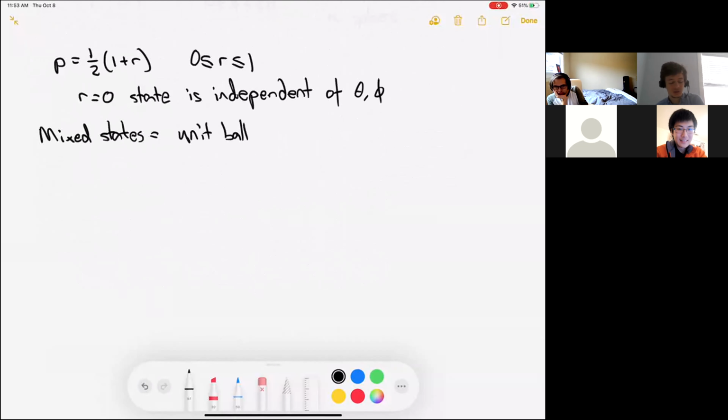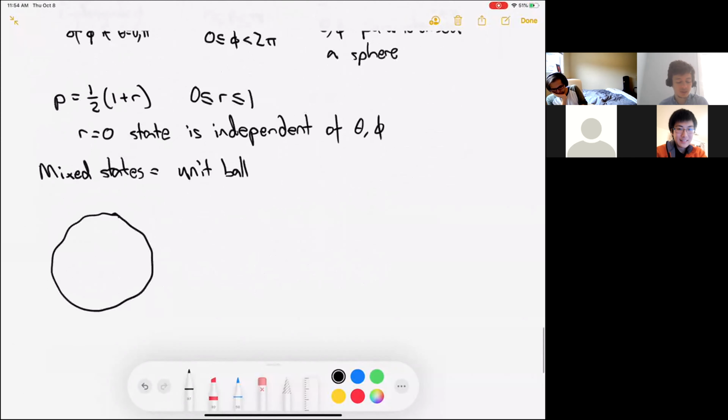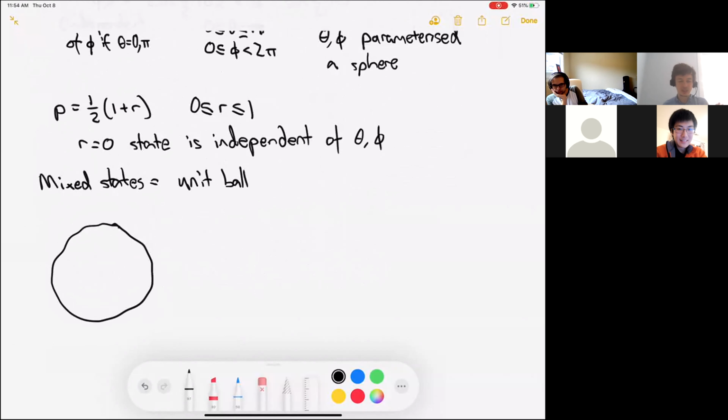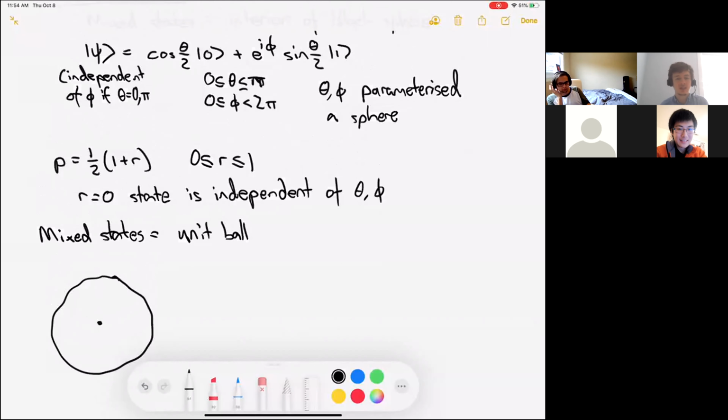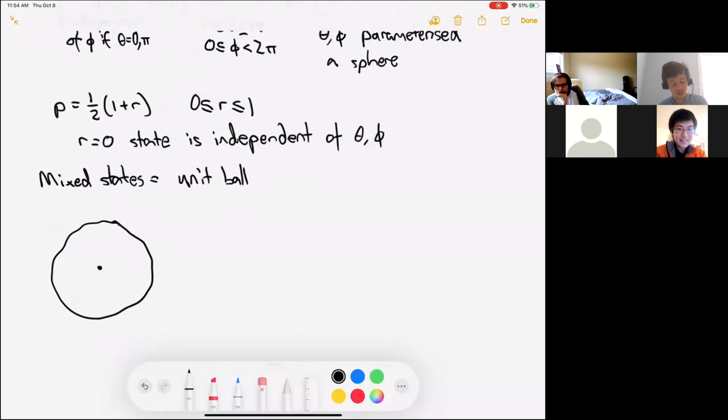So we have a very bad, very wobbly sphere here. Previously, we just had states sitting on the edge of the sphere, on the sphere itself. Now we can have states sitting in the interior. So for example, we can have the state sitting directly in the center, at R equals 0. That corresponds to P equals a half, and so this single state at R equals 0 is just a half times the identity.